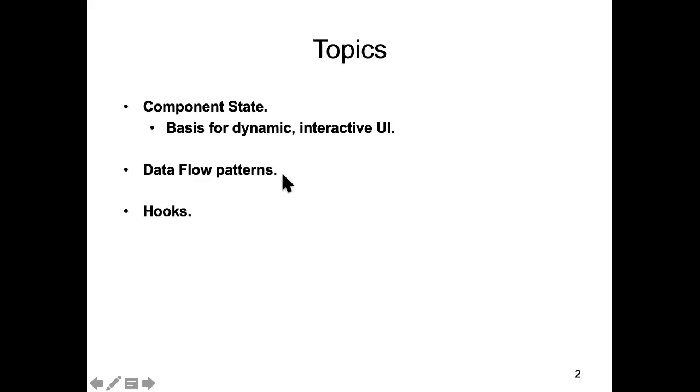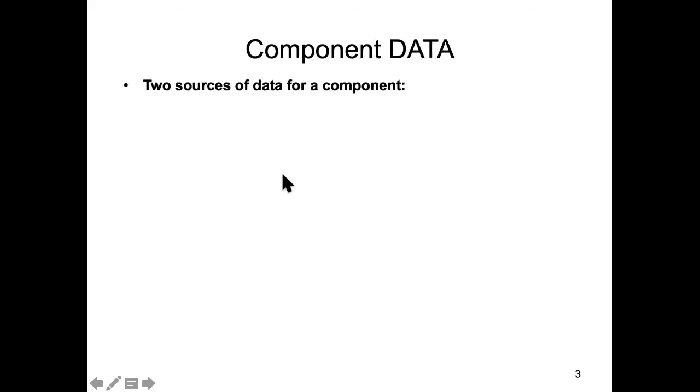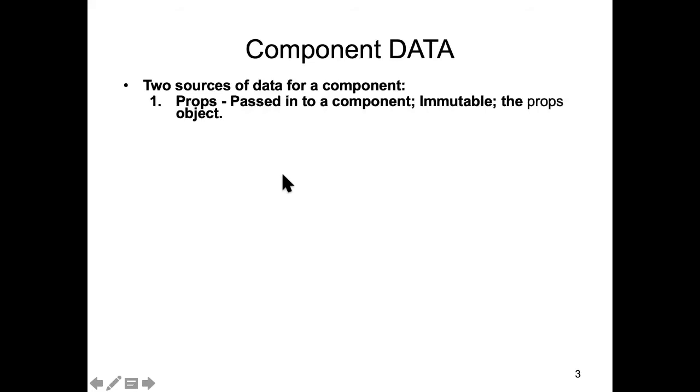So the first thing there is component state. And to move a little bit higher up, I want to talk about component data. It turns out that a component can have two sources of data. One we've already seen, which is props. Props, we know, is data that we pass into a component from the outside. We also said that prop data is immutable. A component cannot change it, and it accesses its props by means of a special object called the props object. That's one source of data.